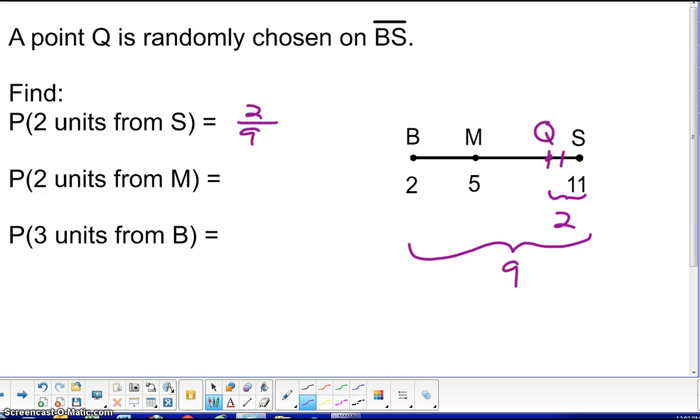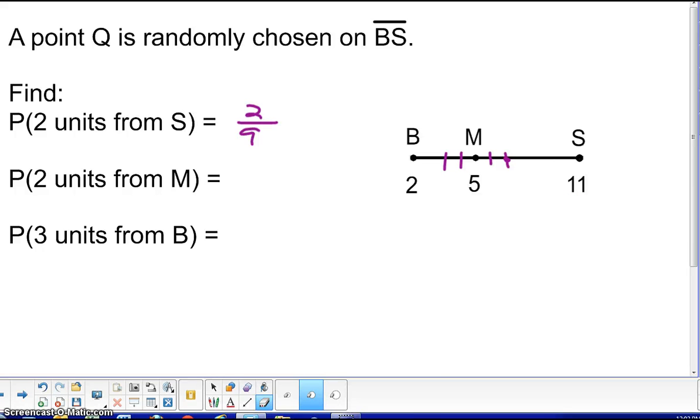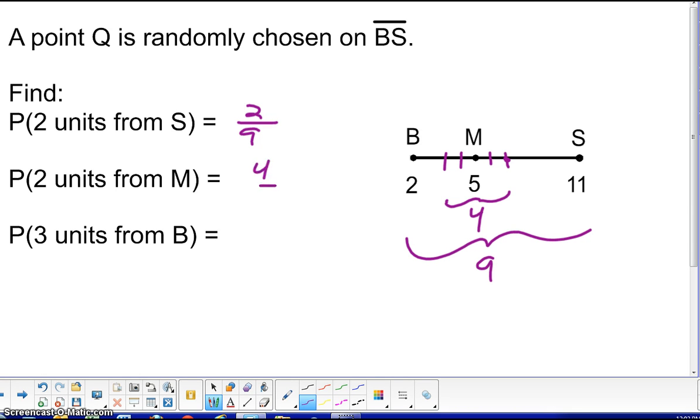And the next one, 2 units away from M, 1, 2. And since we can go either way, let me get rid of the rest. We can go either way. That gives us a total of 4 and then 9. So the answer is 4/9.